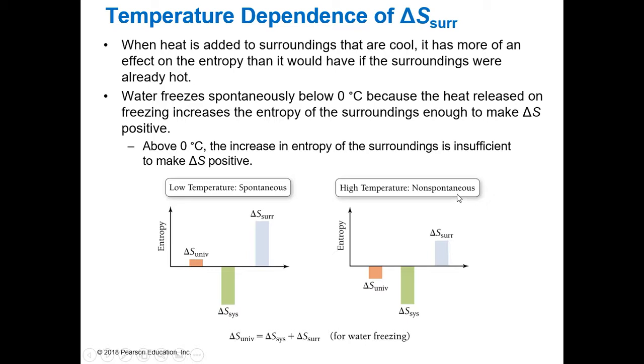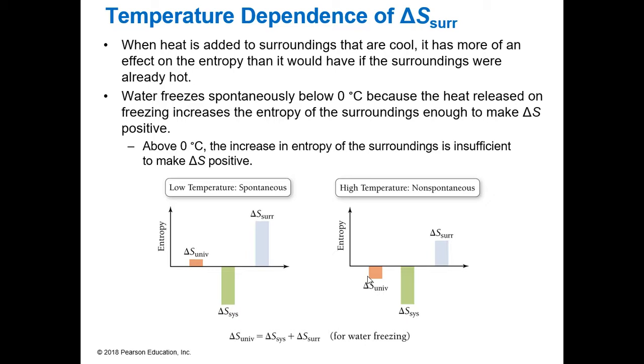If we were at a high temperature, though, there would not be much change in our delta S of our surroundings. Therefore, the sum of these two, our delta S of our universe, would end up being negative. So above 0 degrees Celsius, the entropy increase of our surroundings is not high enough for the entropy of our universe to be positive. That's why above 0 degrees Celsius, water does not freeze. It does not technically have to do with temperature. In the end, it all has to do with the entropy.